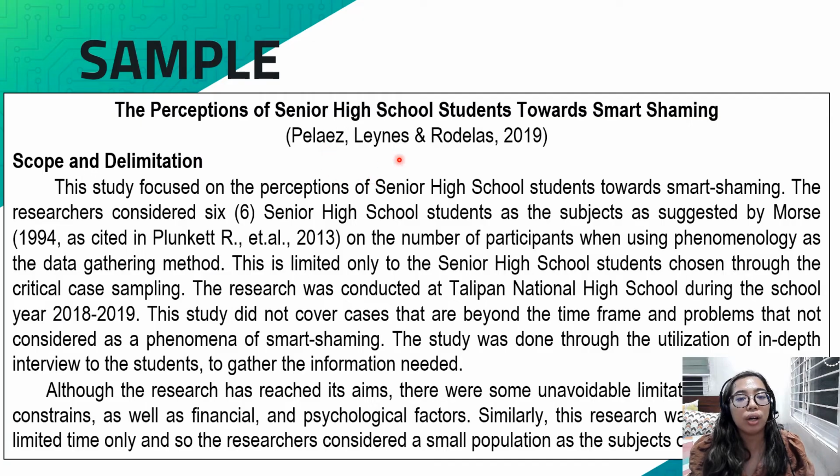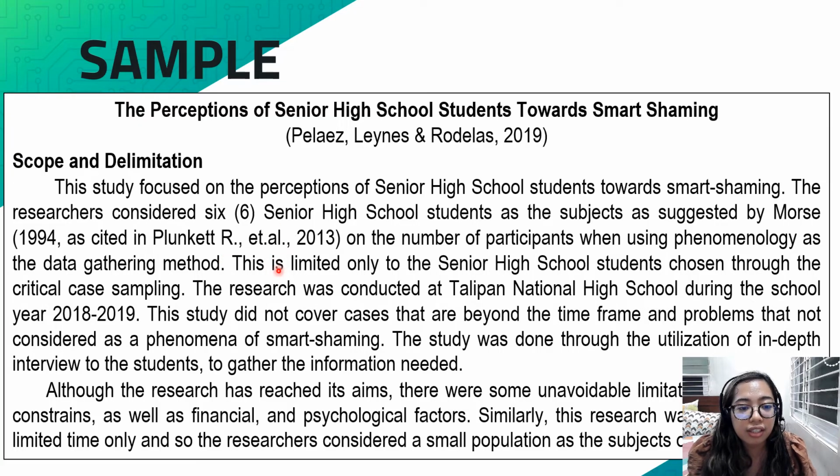For example, ito ay research din ng aking previous student. This is an example of a qualitative research. Their title is The Perceptions of Senior High School Students Towards Smart Shaming, Pelaez, Lainez, and Rodelas 2019. So, sa scope and limitations nila, nilagay nila yung purpose ng kanilang study or yung focus muna. So, the study focused on the perceptions of senior high school students towards smart shaming. The researchers considered six senior high school students as the subjects, as suggested by Morse, 1984, on the number of participants when using phenomenology as the data gathering method.